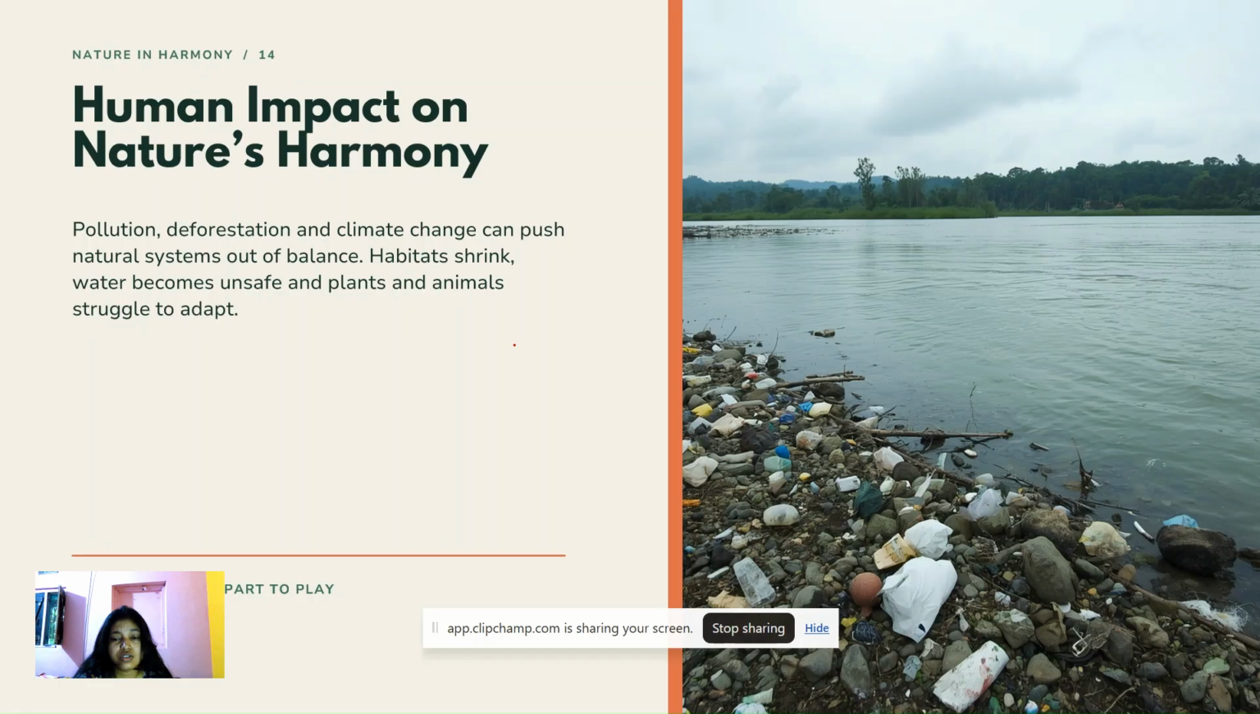So we can see here various types of garbage present on the bank of the river. Also in day-to-day life, we see many types of pollution present on the earth, like soil pollution, water pollution, air pollution. We create the pollution and we impact nature's harmony.